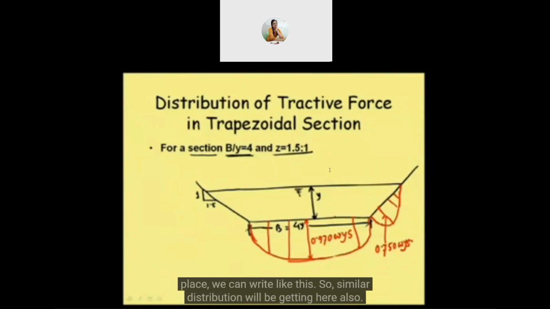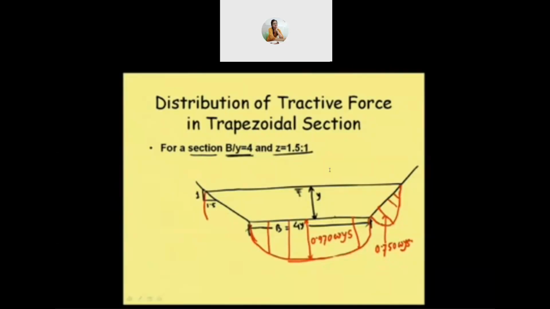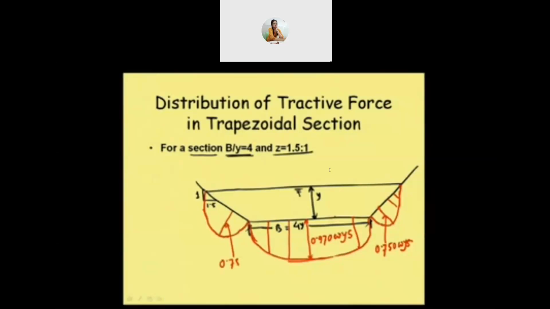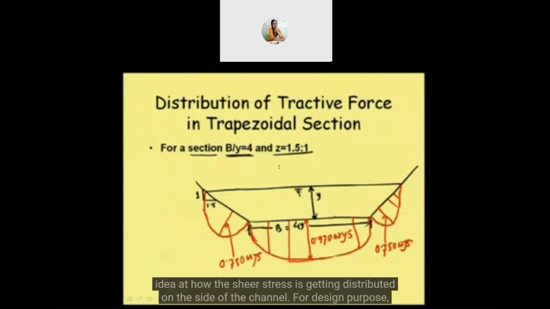A similar distribution we will be getting here also. So this is not uniform, and that value is also 0.750 WYS.